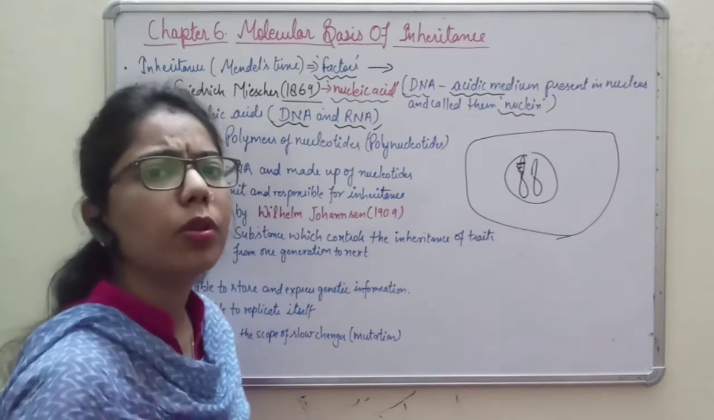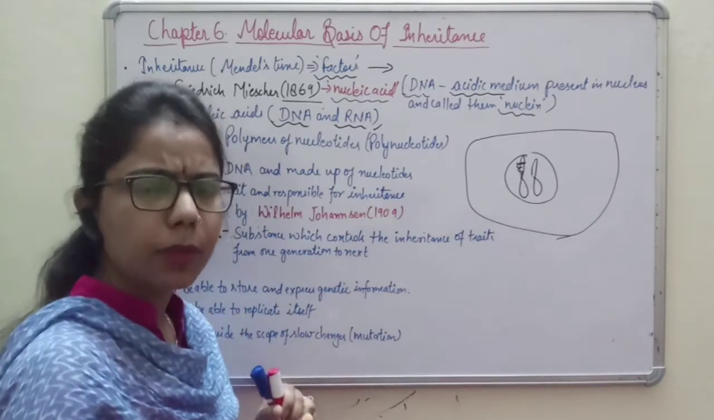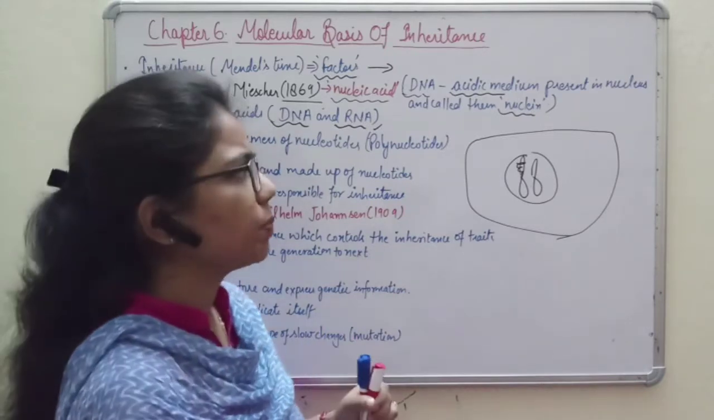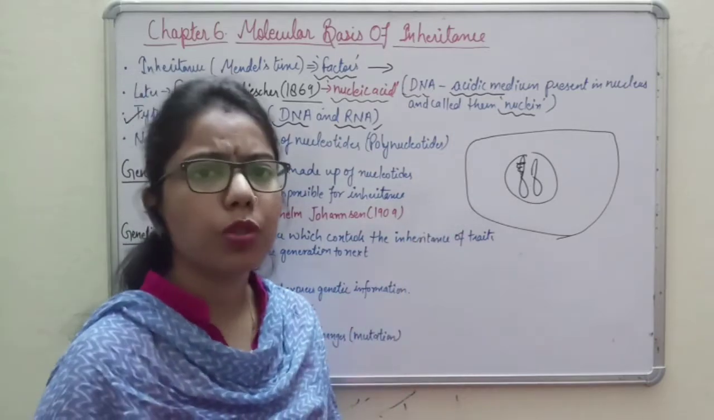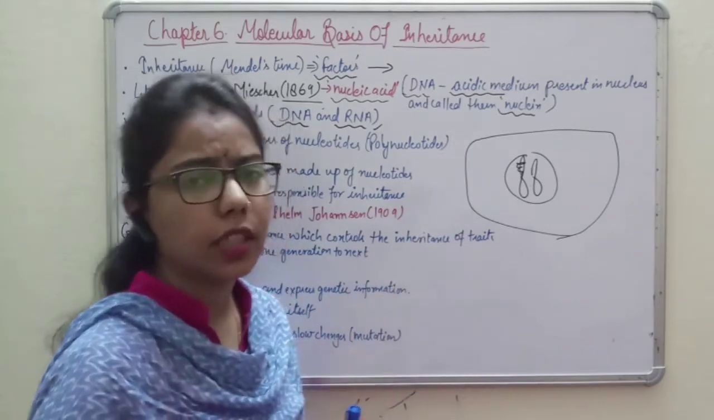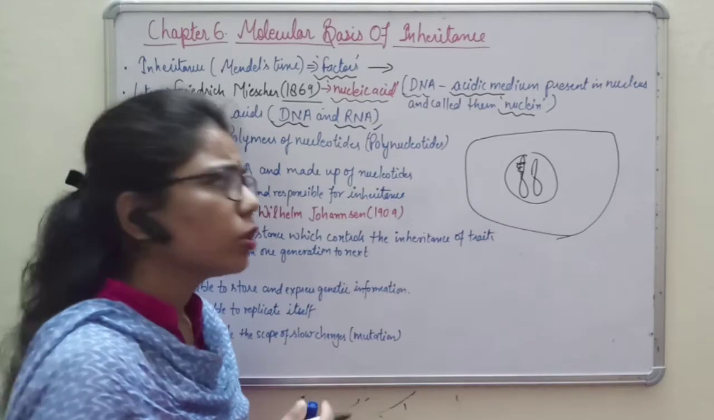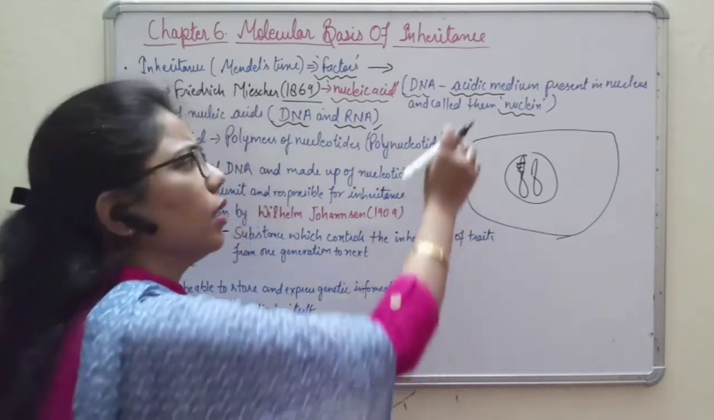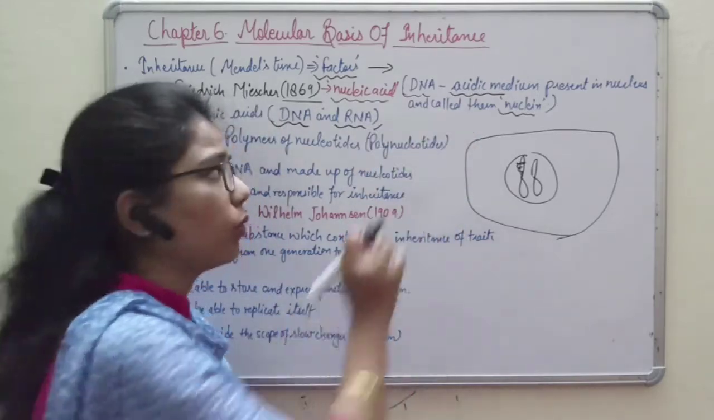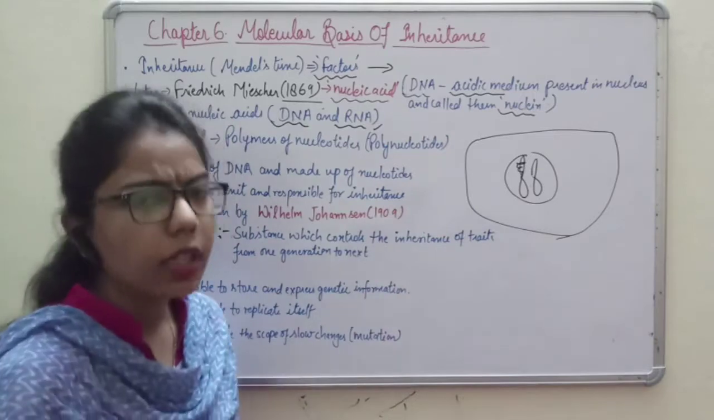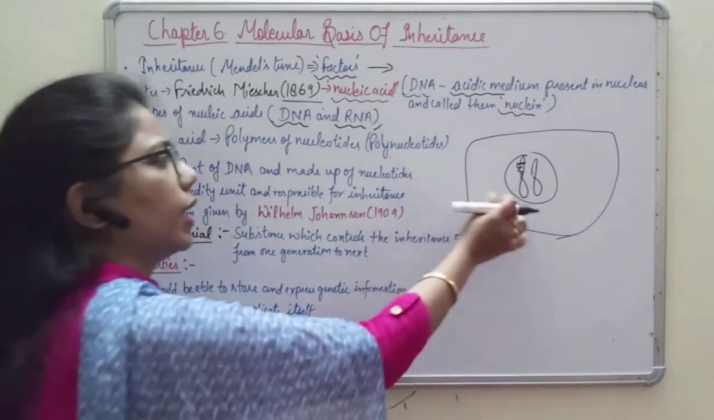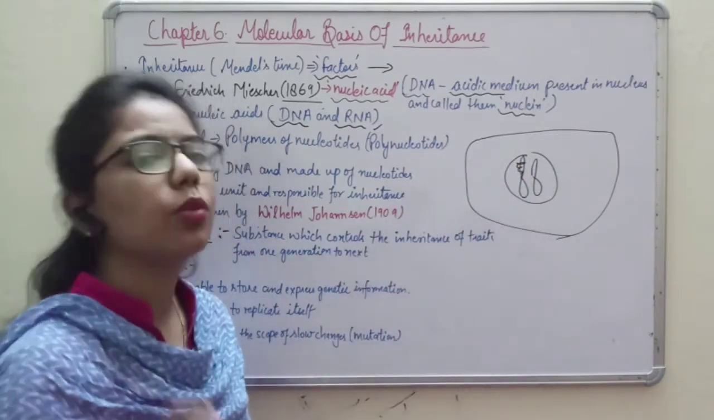Now if we talk about the eukaryotes, it depends upon the species. In eukaryotes most of the time it can be present in the nucleus or the chloroplast. So these can also be the site of this DNA. Majorly we will discuss the DNA present inside the nucleus.